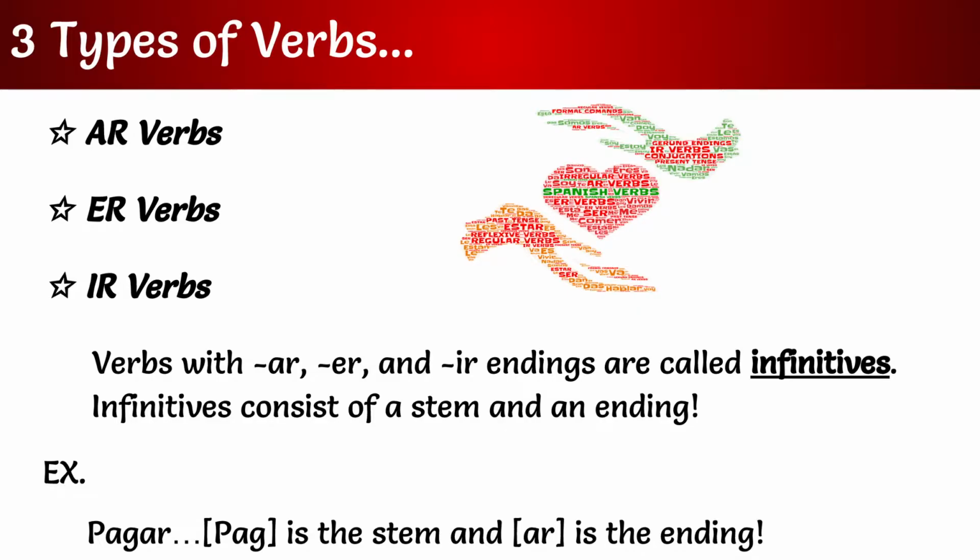So to start off with some basics, 3 types of verbs are AR verbs, ER verbs, and IR verbs. Verbs with AR, ER, and IR endings are called infinitives, which consist of a stem and an ending. For example, pagar has an AR ending.